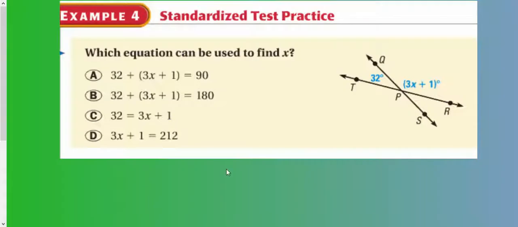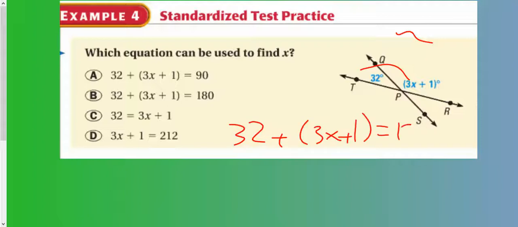Okay, and the last problem I'm going to go with is which equation can be used to find x? And here we have a linear pair, so we know that these two angles have to add up to 180, so 32 plus 3x plus 1 has to add up to 180 degrees. And so that would be option B.